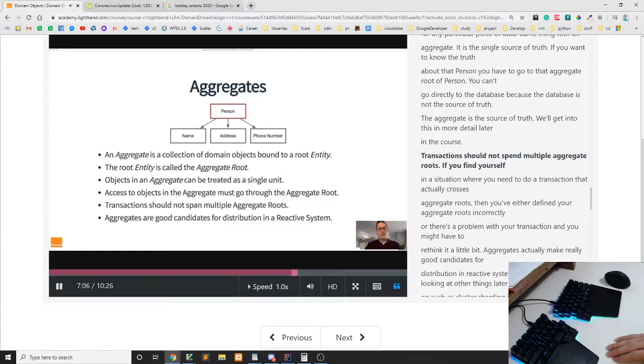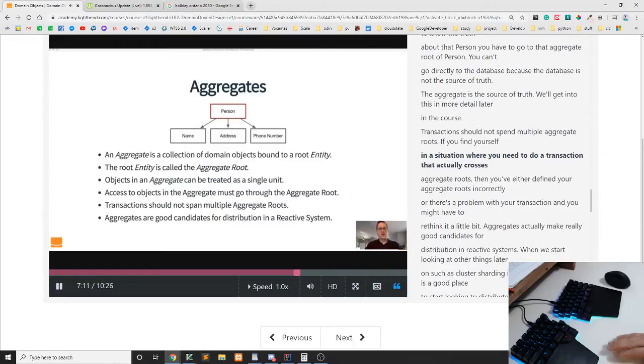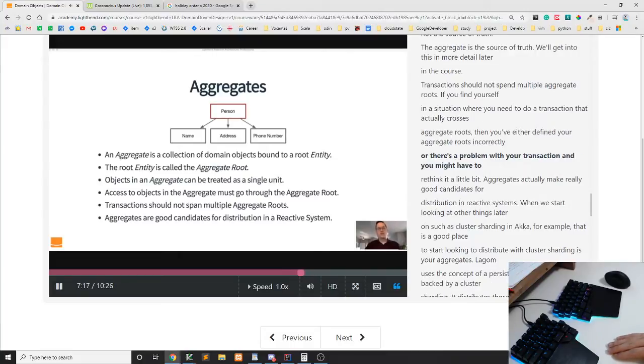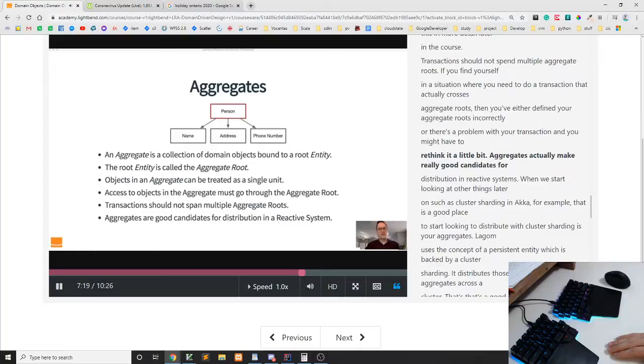Transactions should not span multiple aggregate roots. So if you find yourself in a situation where you need to do a transaction that actually crosses aggregate roots, then you've either defined your aggregate roots incorrectly, or there's a problem with your transaction and you might have to rethink it a little bit.